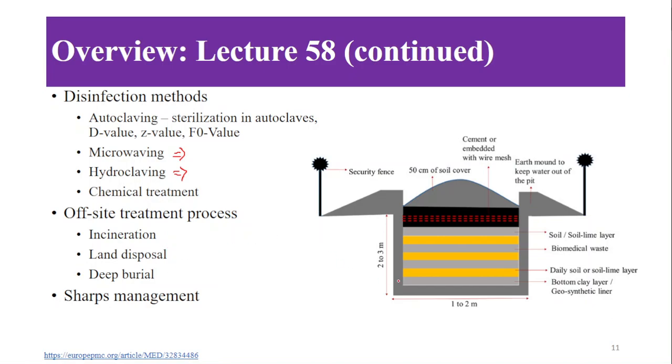Here a schematic for deep burial is shown. Here we see that a trench is dug out from the earth, about 2 or 3 meters deep, and almost half of this trench is filled with solid waste, and then above that we need to add the lime layer, and over that we need to put in the soil cover.